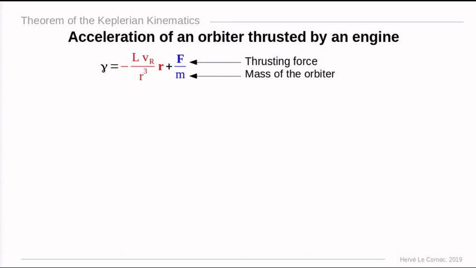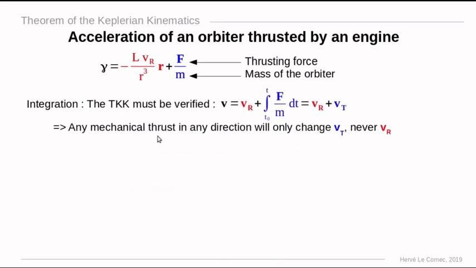Let us now look at the gravitational acceleration versus the mechanical one. If an orbiter is thrusted by an engine, the mechanical acceleration here must add to the gravitational one that we saw formerly. If we integrate this acceleration with respect to the time, we shall trivially get the expression of the velocity here, and of course this last must be consistent with the theorem of the Keplerian kinematic.